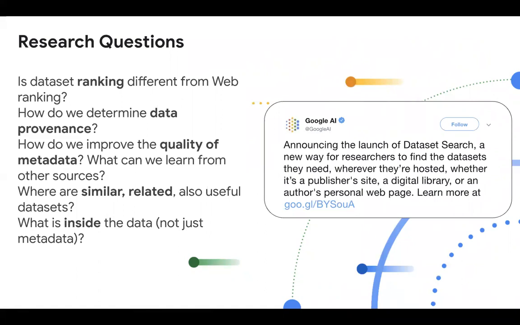So as I mentioned, we basically start with the metadata that the data providers tell us, and we try to improve it a little bit already, right? So we try to clean it up, reconcile to locations, add Scholar and Knowledge Graph, other sources. Can we learn from other sources?